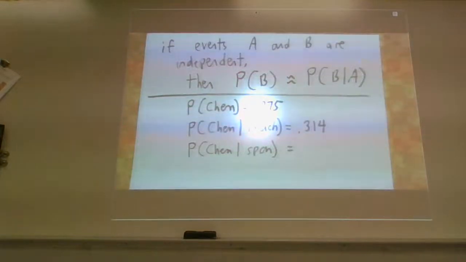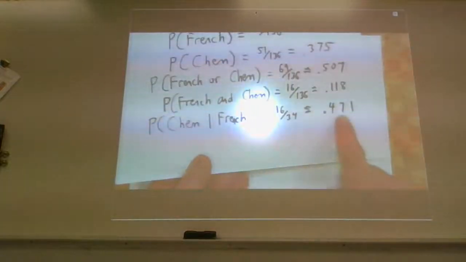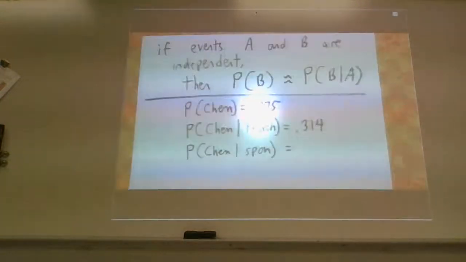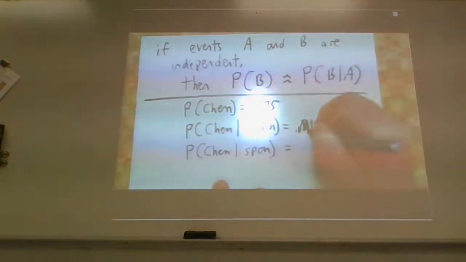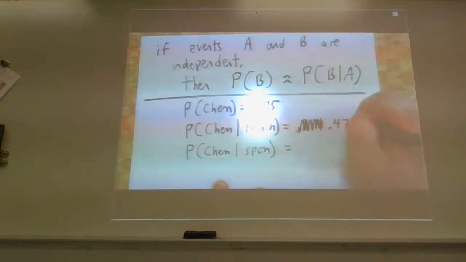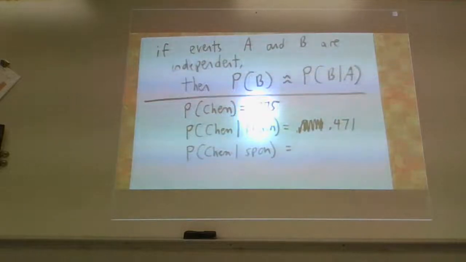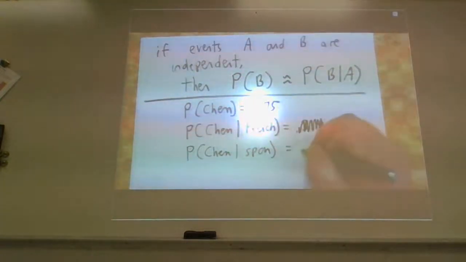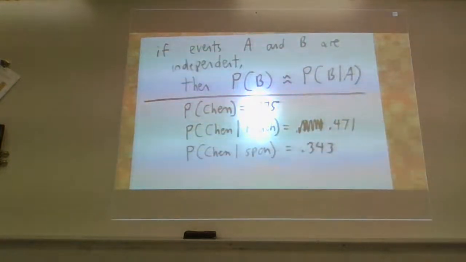Oh, did I mix those up? Yeah, I totally mixed those up, didn't I? It wasn't 0.314. Chem given French was this bottom one. It was 0.471, right? Cool. Yeah, it's 0.471. This is what I get for doing the work beforehand and not looking at it. Chem given Spanish was approximately 0.343. You know, just trust me on that one.